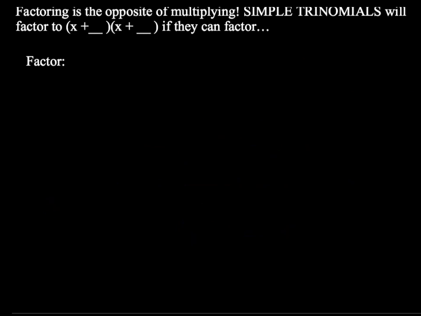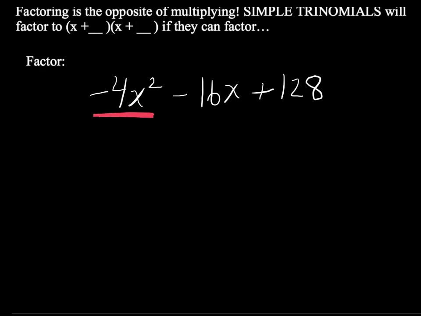Okay, next we're going to kick it up a notch here, and we're going to try out something a little bit fun. We're going to do negative 4x squared minus 16x plus 128. And you're going to say, wait a minute, that isn't even a simple trinomial. Simple trinomials only have one x squared. What is this mess? How can I deal with this minus 4x squared? Well, actually, we can factor a common factor.